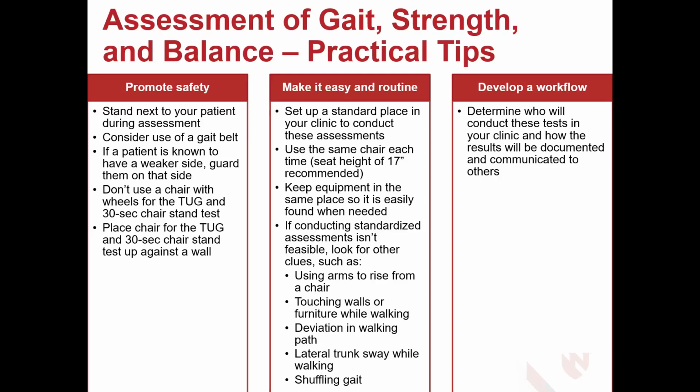You might want to consider using a gait belt, so that if they start to lose their balance, you have something you can grab onto besides their arm or clothing. If a patient is known to have one side of their body that is weaker, for example, if they've had a stroke or maybe surgery on one of their legs, you want to guard on that weaker side, because if they're going to lose their balance, it's more likely going to be towards the weaker direction.